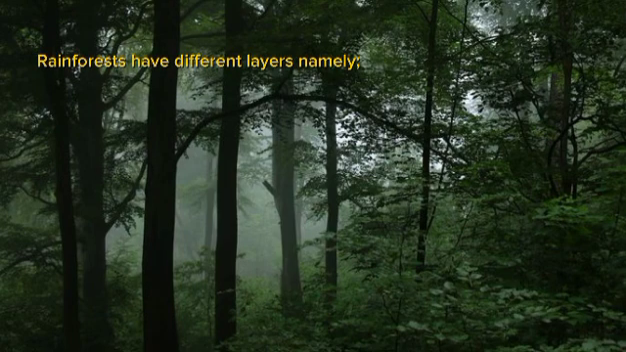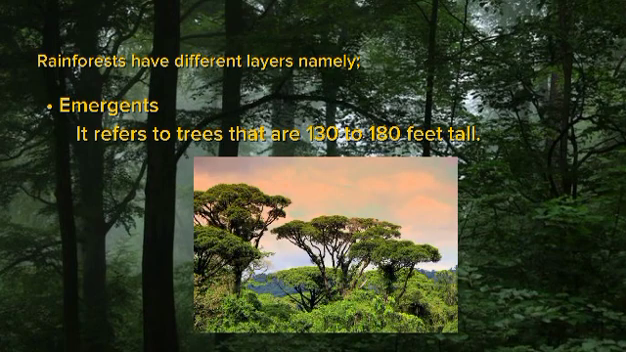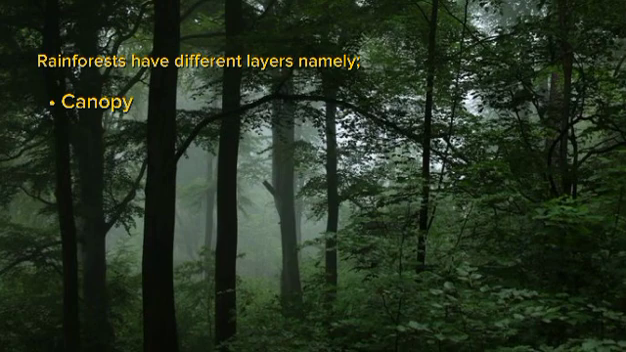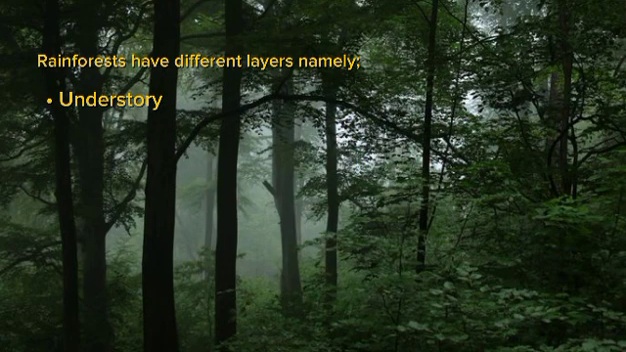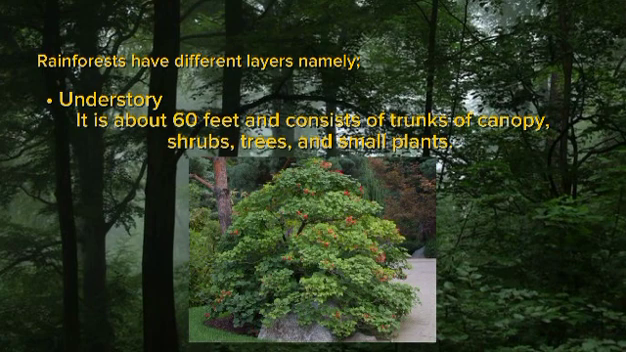Rainforests have different layers, namely emergent. It refers to trees that are 130 to 180 feet tall. Canopy, on the other hand, has tall slender trees that form a dense platform of vegetation 60 to 130 feet off the ground. Understory. It is about 60 feet and consists of trunks of canopy, shrubs, trees, and small plants.